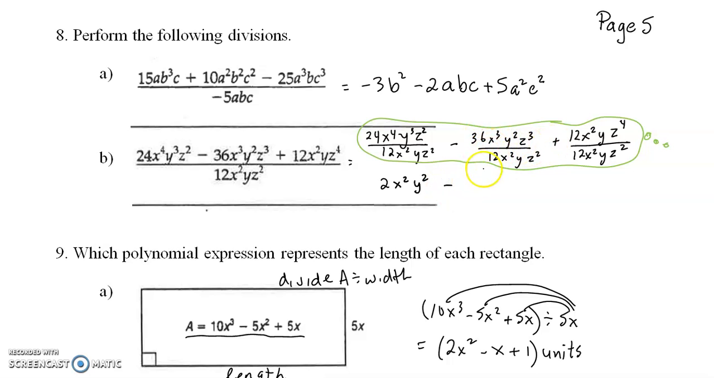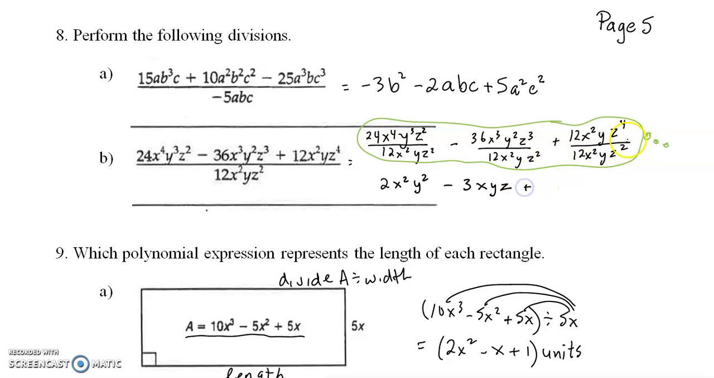The next one, I divide the 36 and the 12, and I get 3. The x cubed divided by the x squared is just x to the 1. I don't need to write that. The y squared divided by the y is going to be y to the 1. And the z cubed divided by the z squared is going to be single z. So each of those exponents, okay, got reduced to a 1.